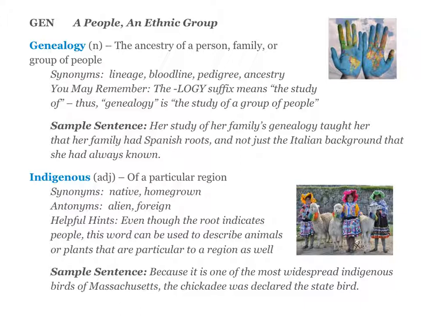Your next root is gen, which means a people or an ethnic group. Genealogy is your first word. It's a noun and is the ancestry of a person, family, or group of people. The sample sentence tells you how you would most often use it. So it says her study of her family's genealogy taught her that her family had Spanish roots and not just the Italian background that she had always known.